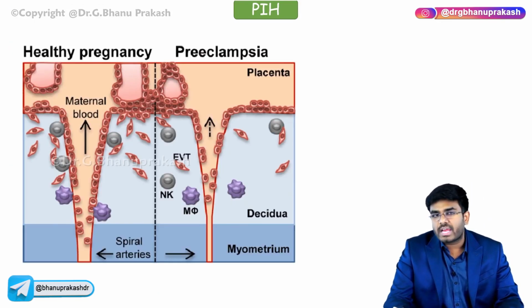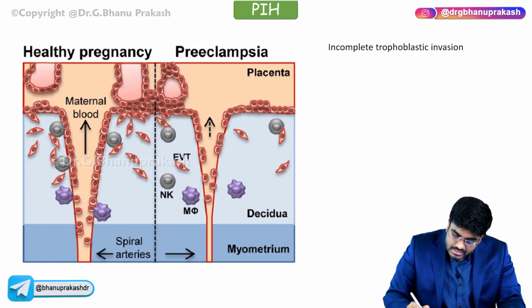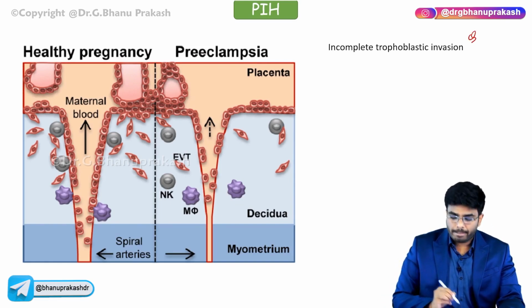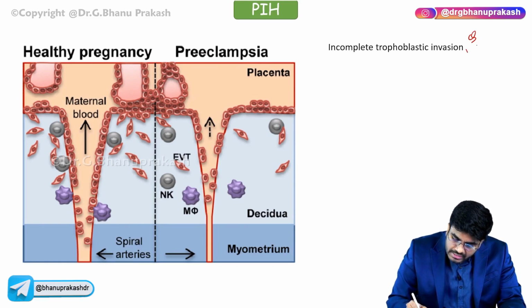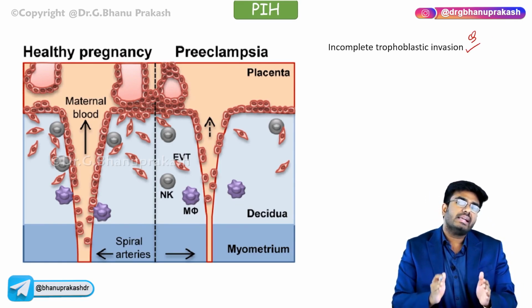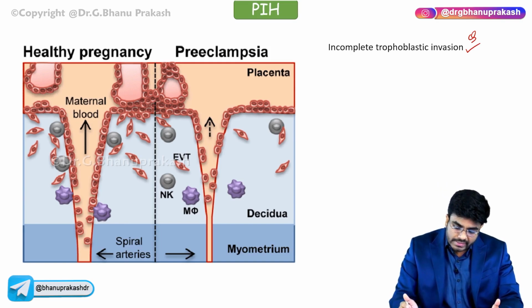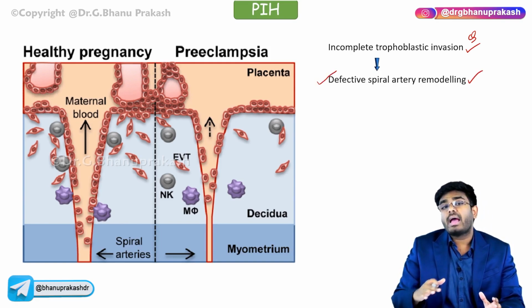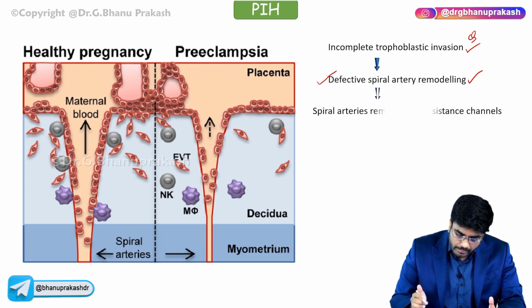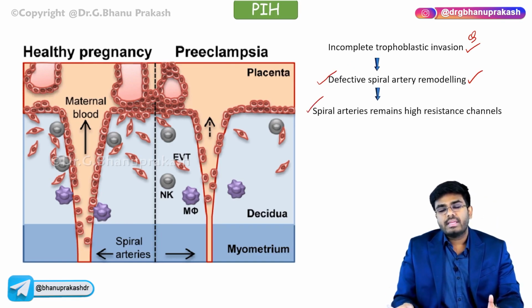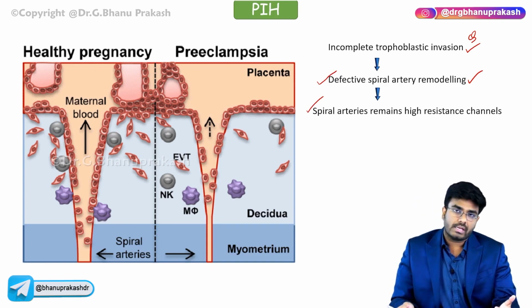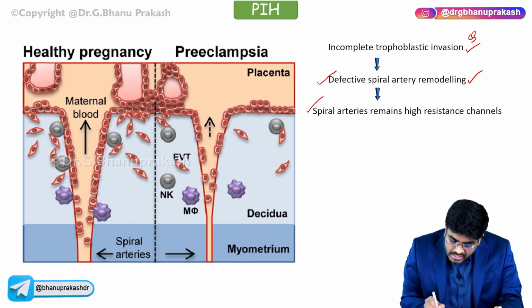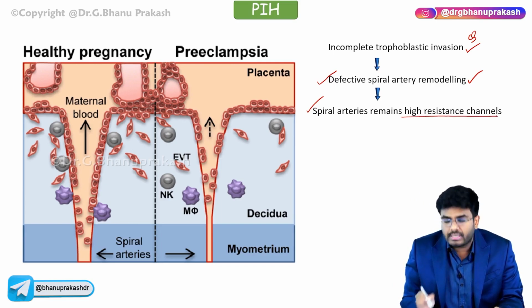But in pregnancy-induced hypertension or preeclampsia, what exactly happens? The main issue here is incomplete trophoblastic invasion. The trophoblastic invasion doesn't happen normally. Because of this abnormality, there is a defective spiral arteriolar remodeling. The remodeling hasn't occurred properly, so the spiral arteries, instead of becoming low resistant channels, are still remaining as high resistant channels.